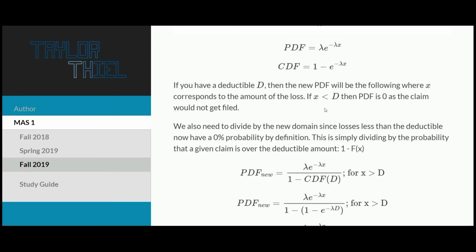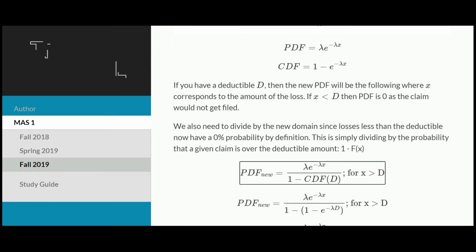So for this, we're going to say, what if you have deductible d, and we want to figure out what the new PDF is. Again, that's just going to be the old PDF value, whatever it was, divided by the rebalanced amount. The CDF is the probability of being less than the given value, so we want the area to the right, not to the left. So we're just doing 1 minus the CDF at the deductible amount.